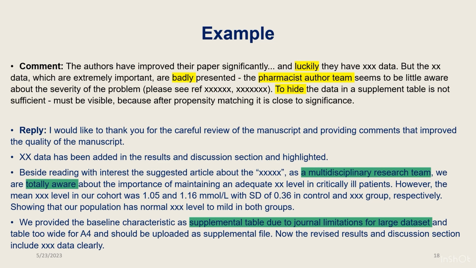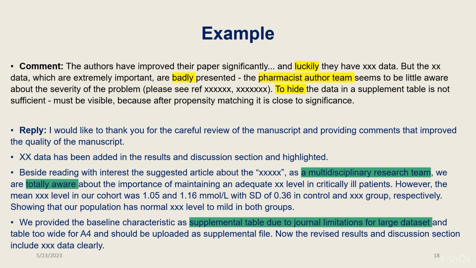And then the reviewer blamed the authors, claiming that they are hiding important data in the supplemental table. This is a very huge assumption that is not even related to the journal guideline, or this reviewer does not even know the journal guideline. The reviewer claimed that the authors hid important data in the supplemental table, that it's not sufficient and must be visible because after propensity matching it is close to significant.